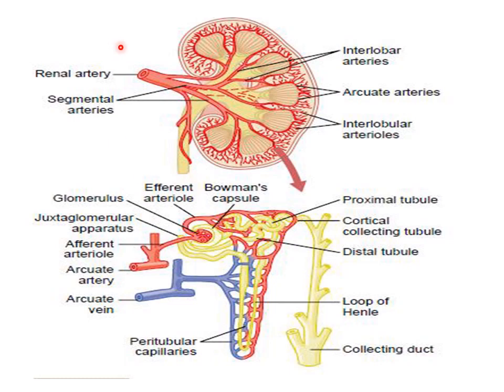Now, the renal artery will give us interlobar arteries. The interlobar arteries will give us arcuate arteries. Then, the arcuate arteries will give us interlobular arteries. Then, the interlobular artery will give us the afferent arteriole.